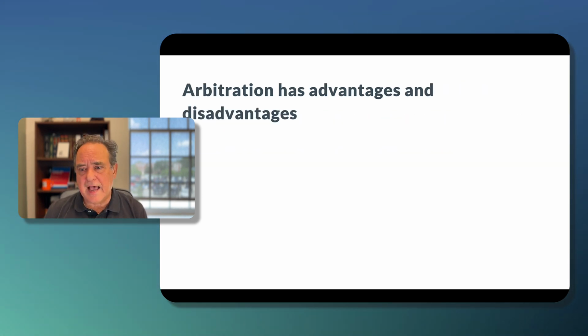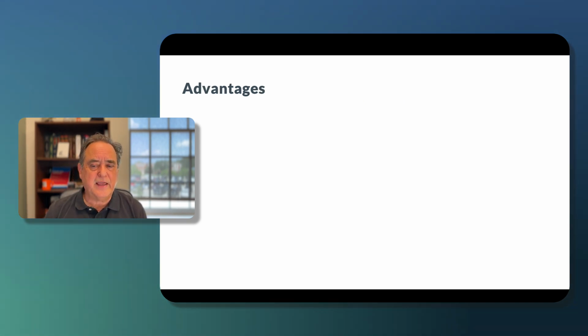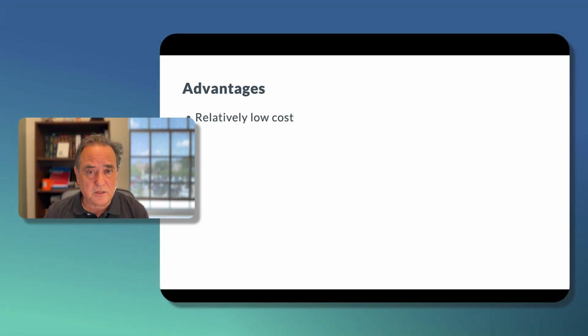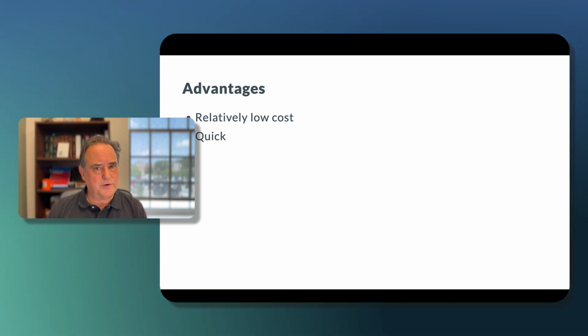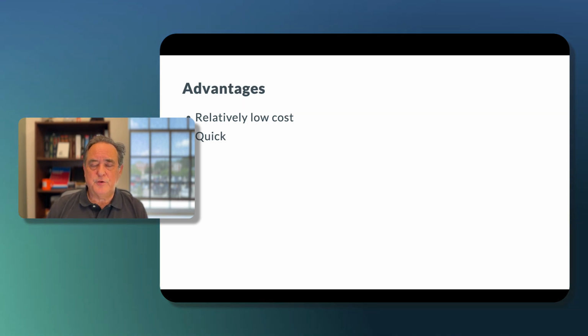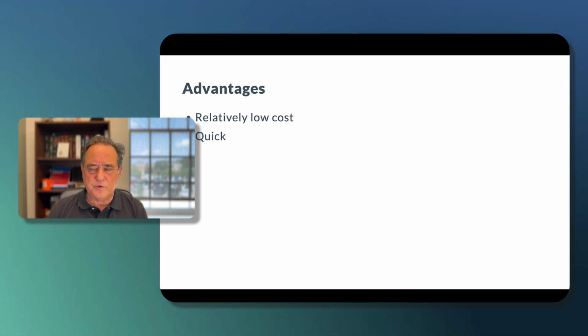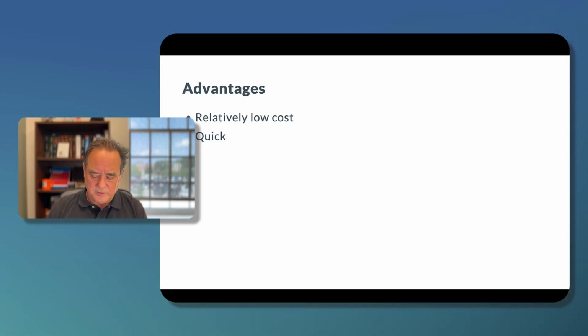Now, arbitration has many advantages and some disadvantages as well. Let's talk about the advantages. First of all, it's relatively low cost. It will cost you more than a mediation would, but much less than going all the way through a jury trial. It is relatively quick. Now, you can't hear a case in arbitration as fast as you could in a mediation, but within 6 months, you could have a dispute resolved in arbitration.